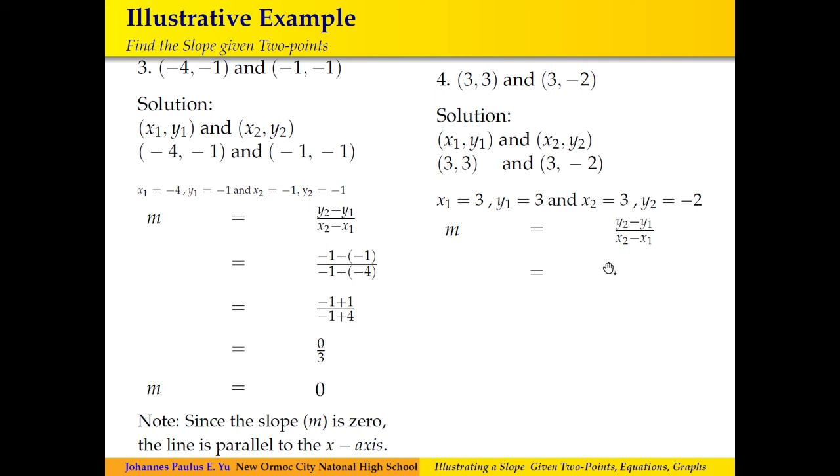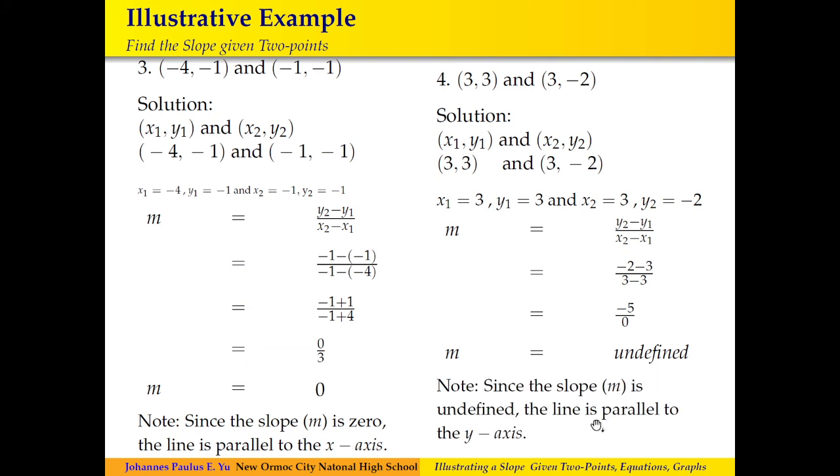Substituting its values, y sub 2 is negative 2 minus y sub 1, which is 3, all over x sub 2 is 3 minus x sub 1 is 3. Okay, ito yung mangyayari pag the same ang x value. So, for the numerator, we have negative 5. Kasi pareho silang negative eh. Divided by 3 minus 3 is 0. And we know that a number divided by 0 is always undefined. We learned this one in rational expressions. And take note, since the slope is undefined, the line is parallel to y-axis.